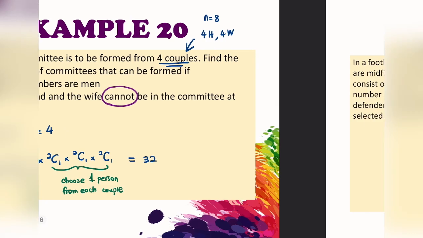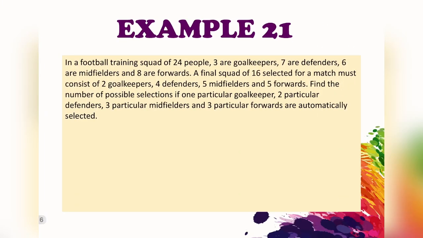Now let's try one more example. So the final example, example 21. In a football training squad of 24 people, 3 are goalkeepers, 7 are defenders, 6 are midfielders, and 8 are forwards. A final squad of 16, so we want to select only 16, must consist of 2 goalkeepers, 4 defenders, 5 midfielders, and 5 forwards.